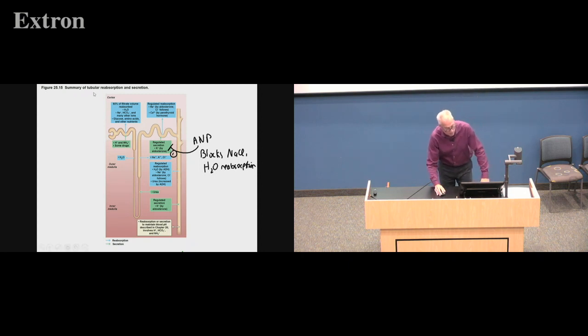So up here, of course, is the cortex of the kidney, and down, starting right here and down, that's the medulla, that's the renal pyramid, and things get real salty down in there in that interstitial fluid that's surrounding the tubules, surrounding the loop of Henle and the collecting ducts.